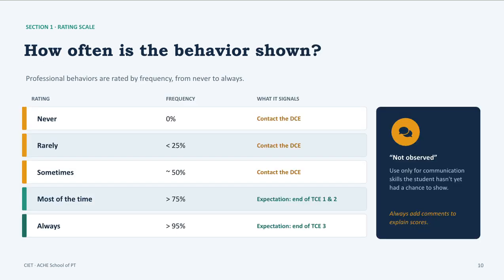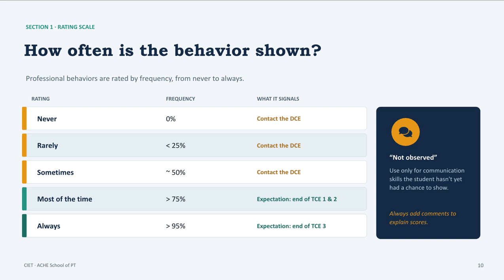When assessing professional behaviors, the frequency of the appropriate behavior is the objective measure, ranging from always to never. Never is self-explanatory. Rarely implies the student demonstrates the appropriate behavior less than 25% of the time. Sometimes indicates about half the time. If you rate a student never, rarely, or sometimes, please contact the program to discuss your concerns with the DCE.